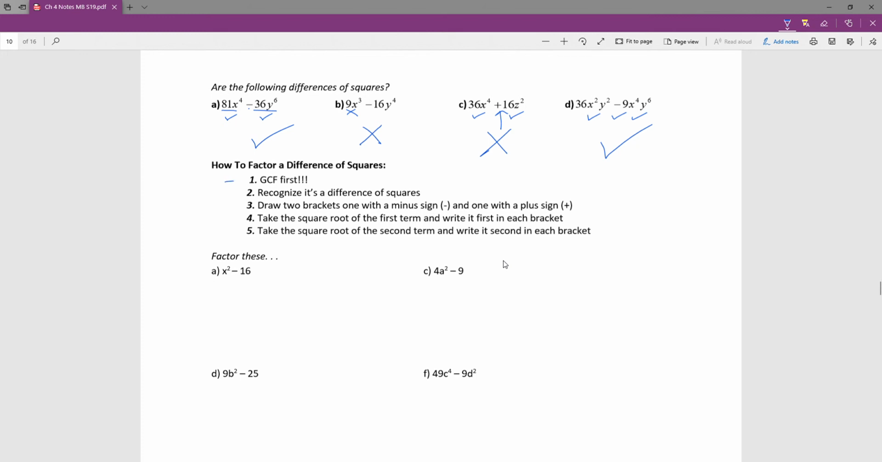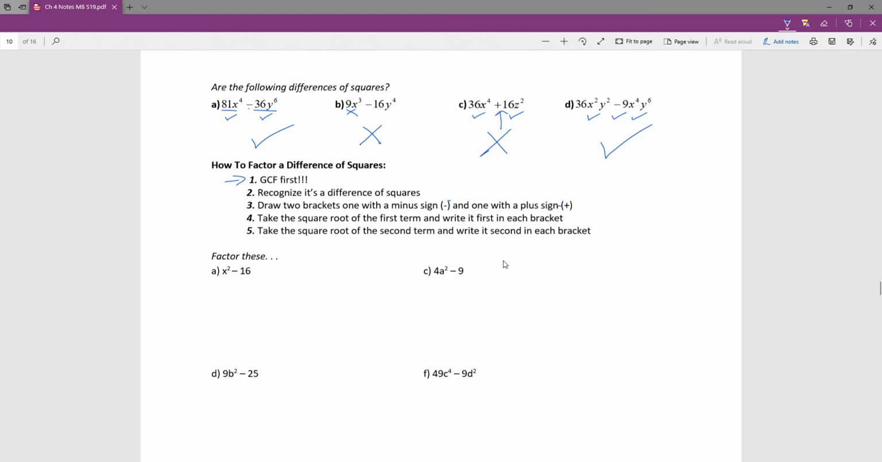So these are our instructions. We always want to look for greatest common factor first. We want to recognize if it's a difference of squares. So those are 3 things to check: a perfect square, and a minus in between. We're going to draw 2 brackets. We're going to put a positive sign in one and a negative sign in the other. And then we're going to take the square root of the first term and write it in the first place in each bracket. Then we're going to take the square root of the second term and write it in the second place in each bracket.